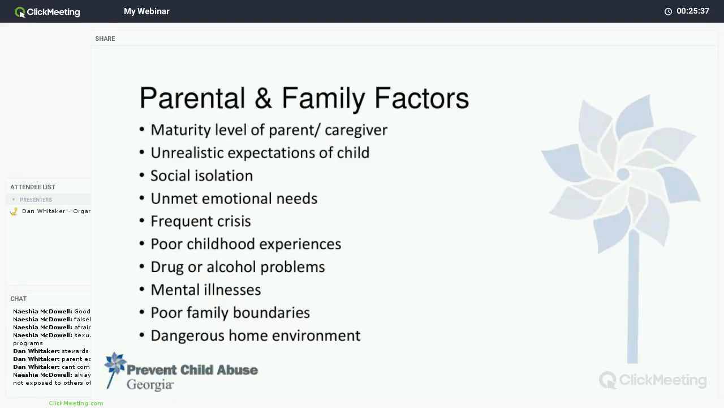Some parental and family factors to consider, and none of these mean maltreatment is there, but they are really good indicators, especially when combined. These are some things that we can include in our report to DFACS as well if we note any of these.